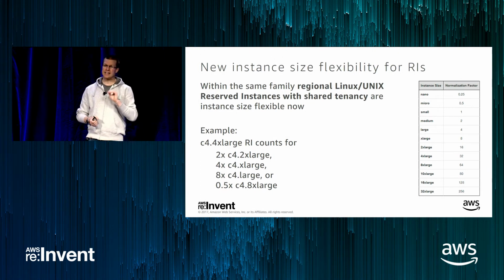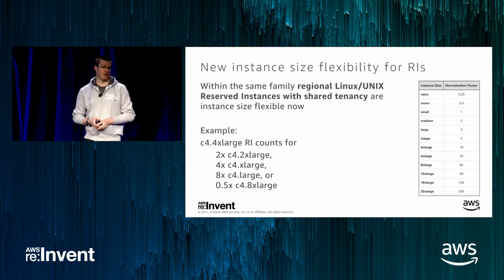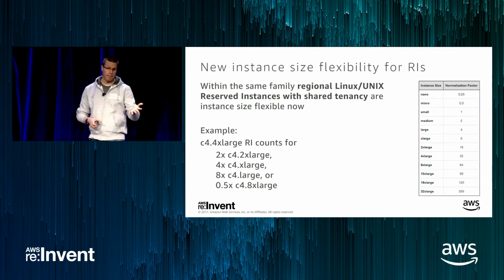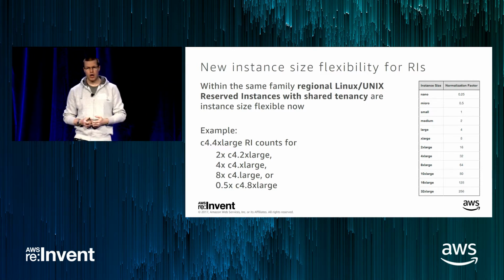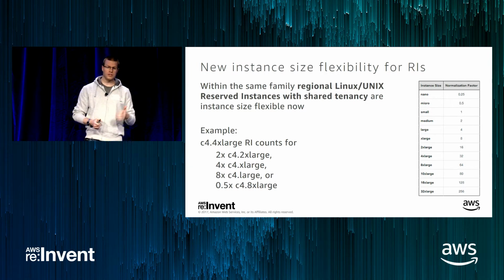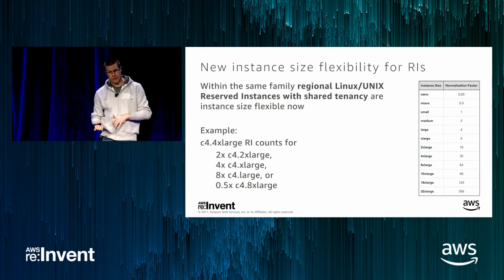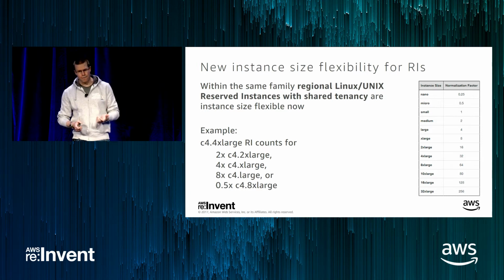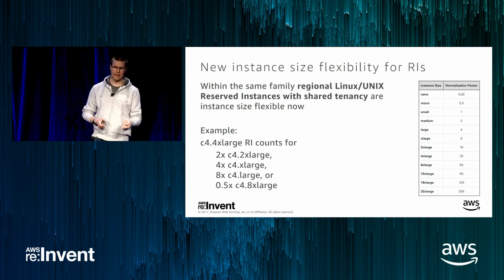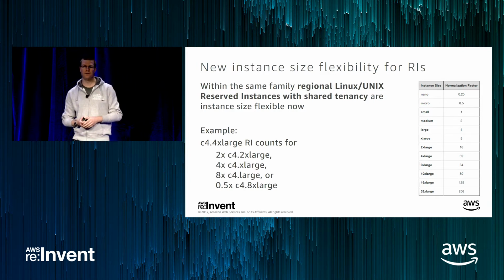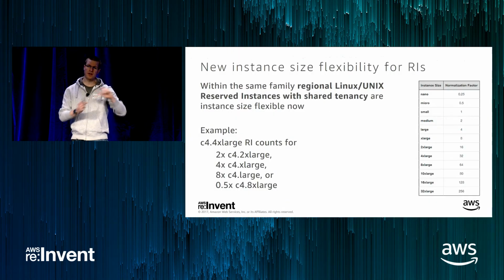The idea behind the size flexibility is the normalization factor you can see in the table on the right. So if you have an RI, for example, a C4 4xlarge, within this RI you already bought, you can now run 2 C4 2xlarge instances, or 4 C4 xlarge instances, or half of a C4 8xlarge instance. So you don't need to change your standard reserved instance or your convertible reserved instance if you're just changing the size within the same family.